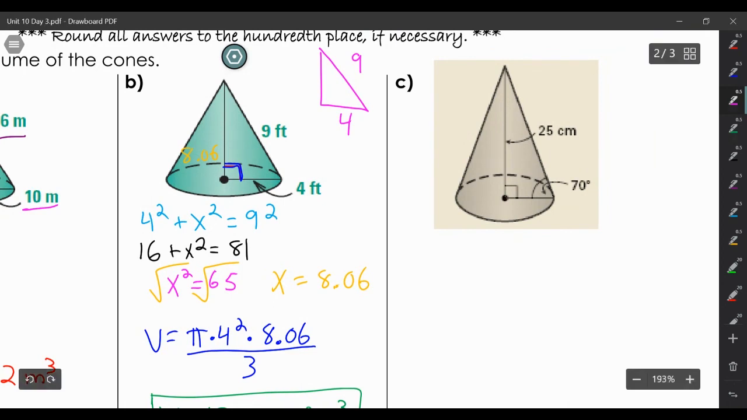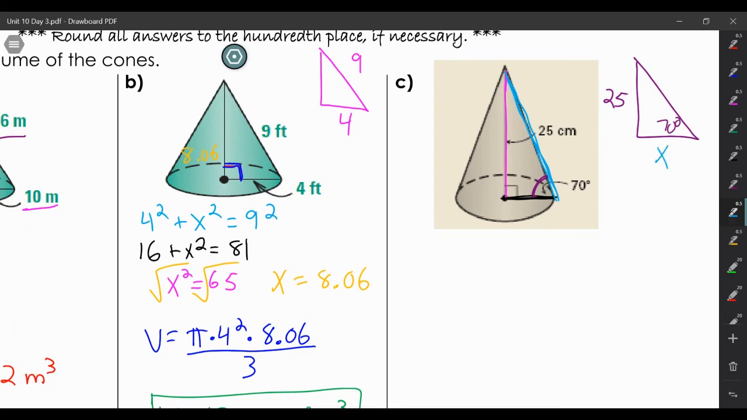Now with letter C, we have the height is 25. We do not know what the radius is. We don't even know what the slant length is. What we do know is that this angle right here is 70 degrees. What that means is that we can use trigonometry to figure out what the radius is. So we know this is 70 degrees. We know the height is 25. We need to figure out what this side is.